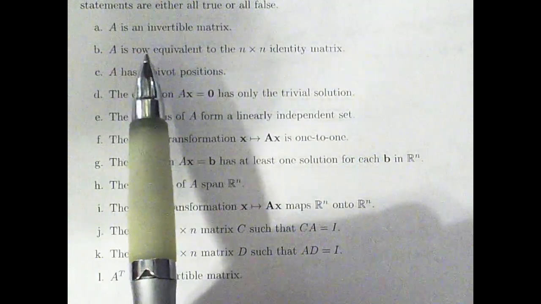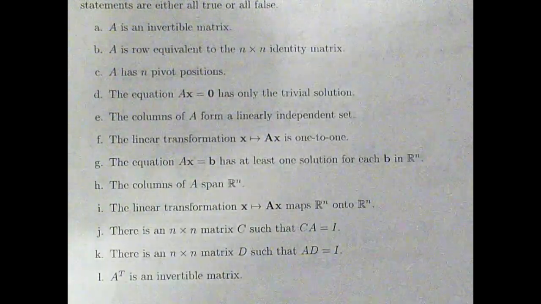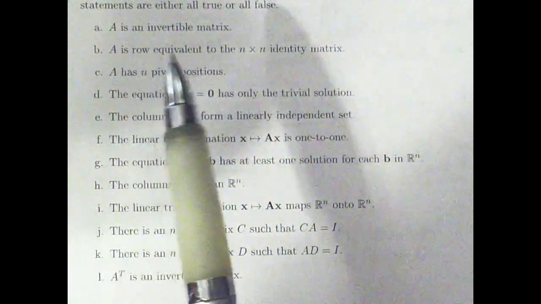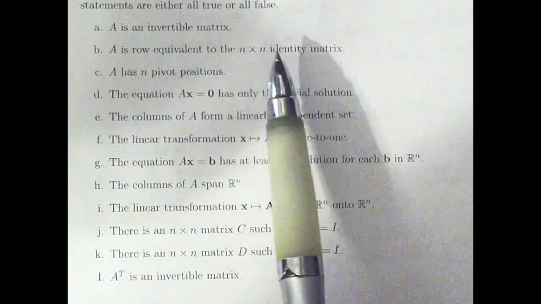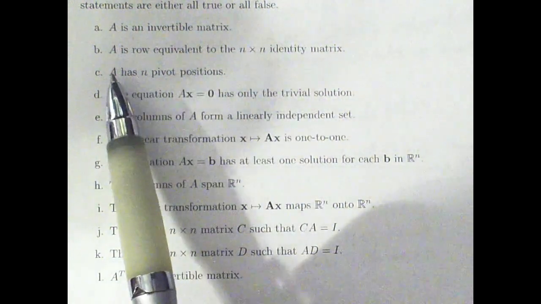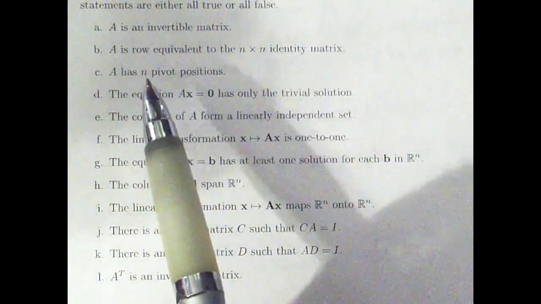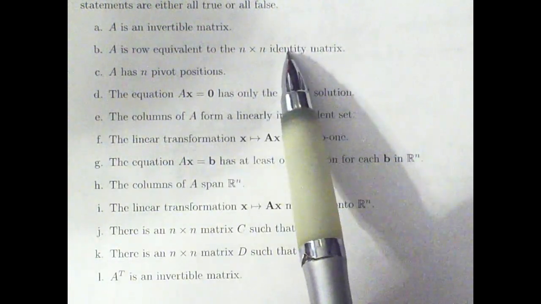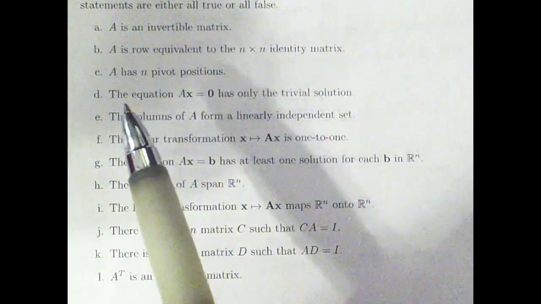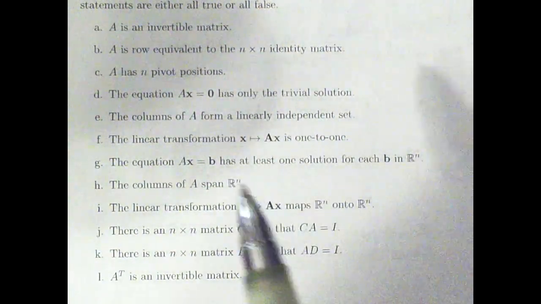B says A is row equivalent to the n by n identity matrix. Row equivalent means it's equivalent in the sense of row reduction, that it can be row reduced through Gauss-Jordan elimination to become the identity matrix. Item C says A has n pivot positions. That seems to make sense, that if you can row reduce it to the identity matrix, then it makes sense that there are n pivot positions, one for each row. The equation AX equals 0 only has a trivial solution. We talked about that one a few minutes ago.